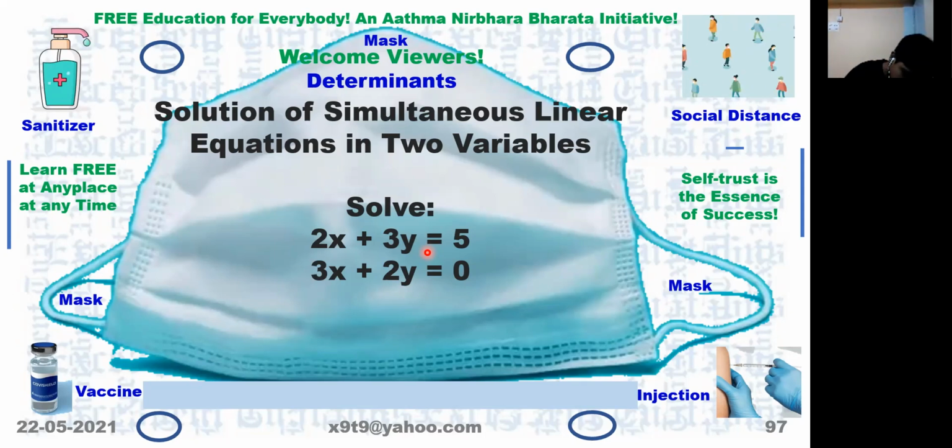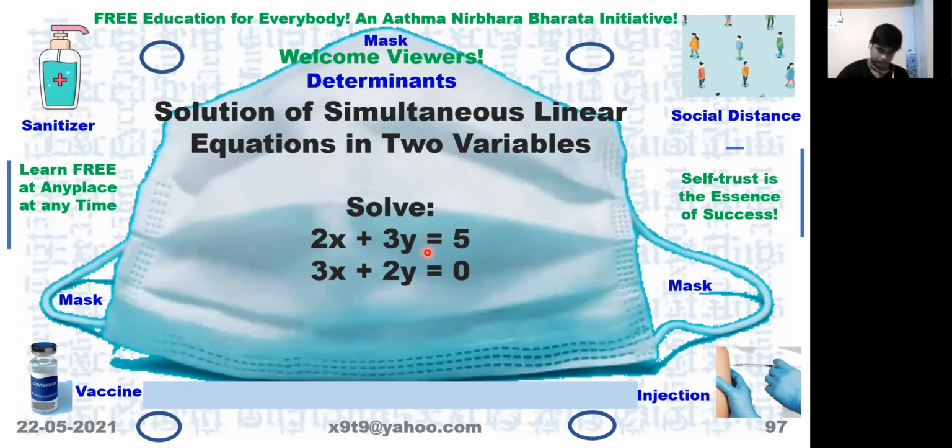Let delta y be the determinant with first column 3 and 2, second column 5 and 0. Correct.